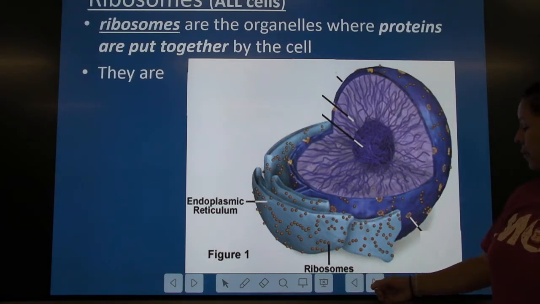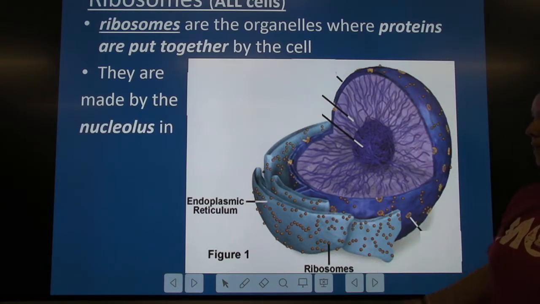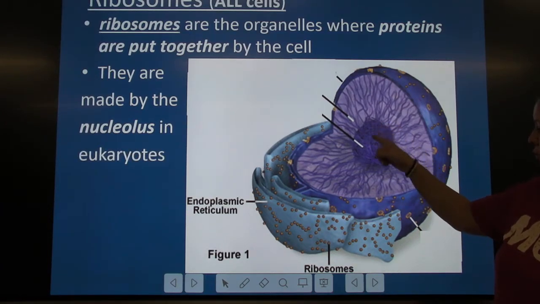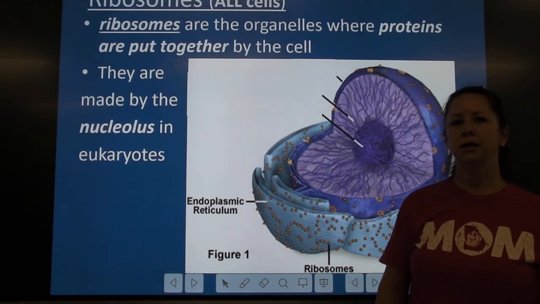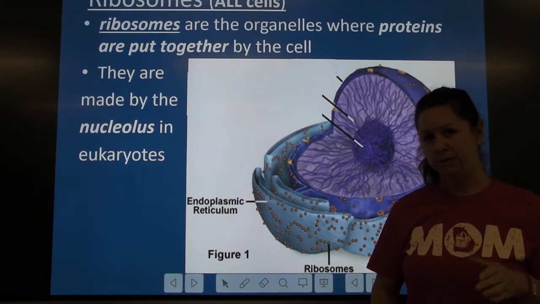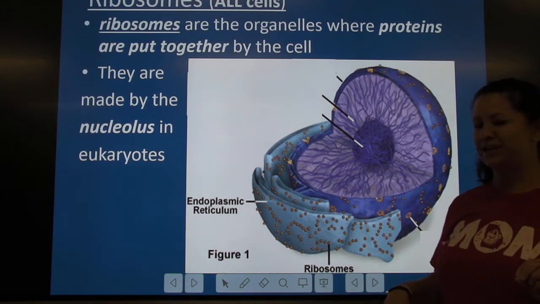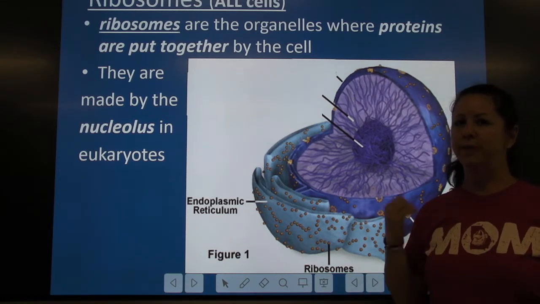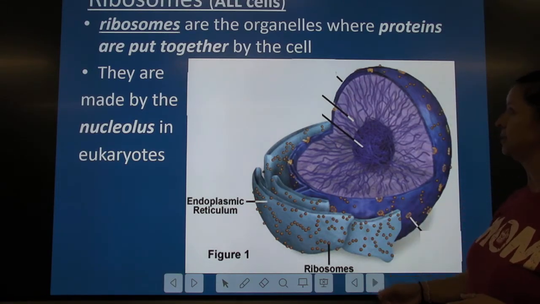So ribosomes can be found all over in the cell. And they are made by the nucleolus. That's this really little dark spot in here inside the nucleus. That's the nucleolus. The nucleolus makes ribosomes. And then ribosomes make proteins. So make sure you get that straight. The nucleolus makes ribosomes, and ribosomes make proteins.